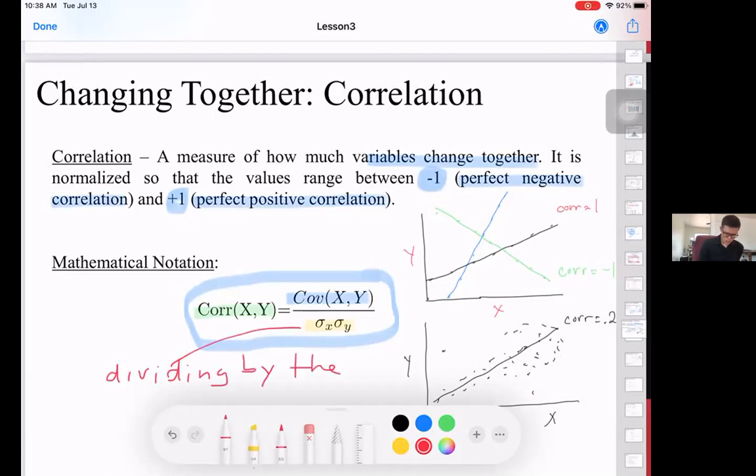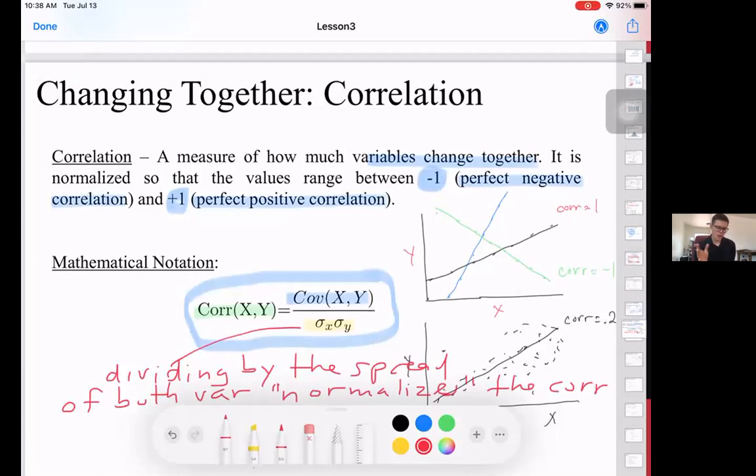by the spread of both variables, that normalizes the correlation. So that's why we're always able to say, oh, -1 is a perfect negative correlation in any data set, because we're dividing by how spread out X is and how spread out Y is. I'm going to delete that because it's so messy. Okay.